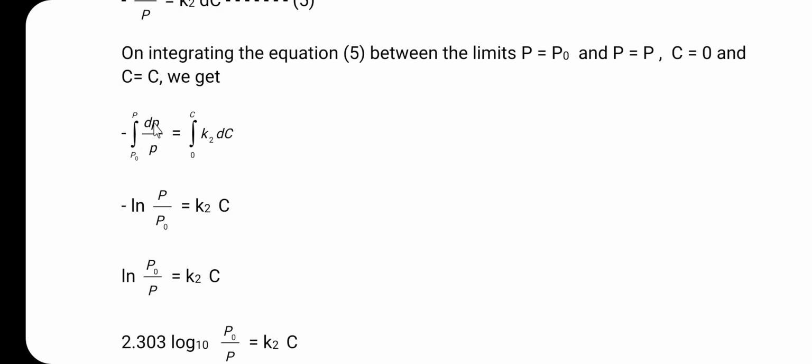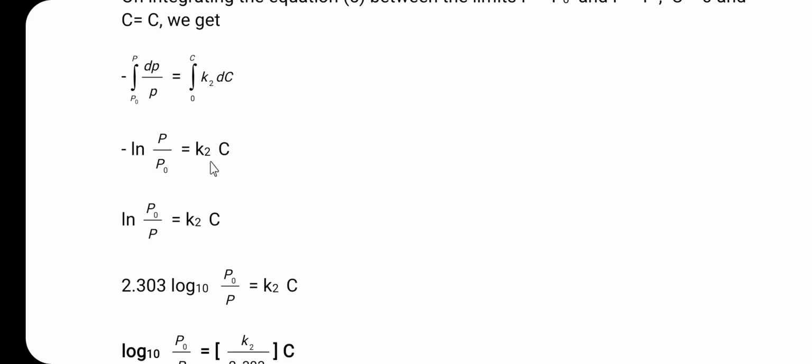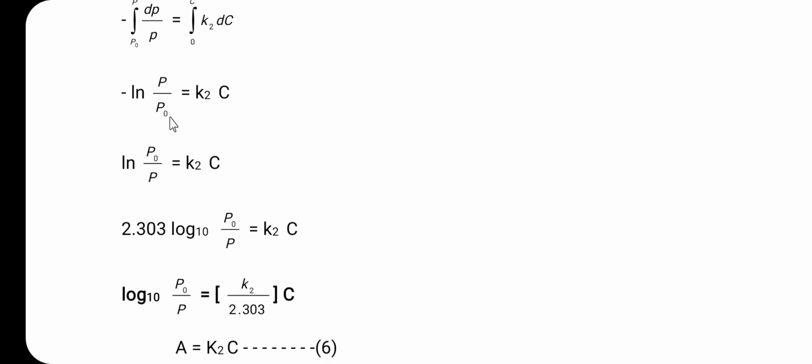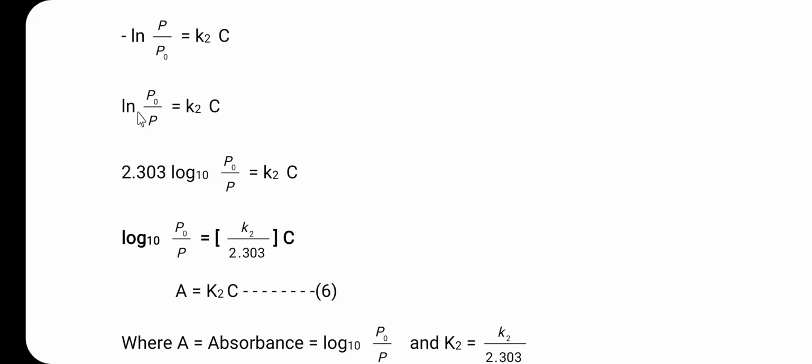Integration of dP upon P is ln P. By substituting the upper and lower limits, we can write minus ln P upon P0 is equal to K2, which remains as it is, while integration of dC is C from the limit 0 to C, and substituting the limits we get C. So, minus ln P upon P0 is equal to K2 into C. By interchanging the numerator and the denominator, the negative sign is cancelled, and ln P0 by P is equal to K2 into C. Here ln means log to the base e, multiplied by 2.303 to change the base e into base 10, so 2.303 log of P0 by P to the base 10 is equal to K2 into C.